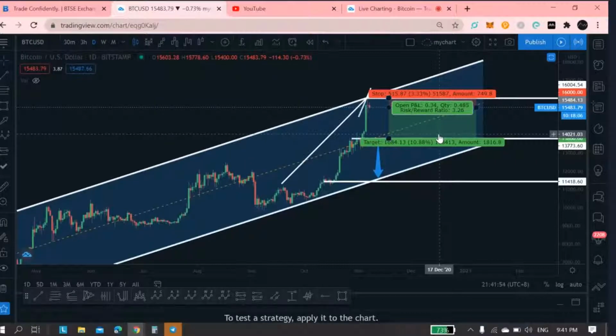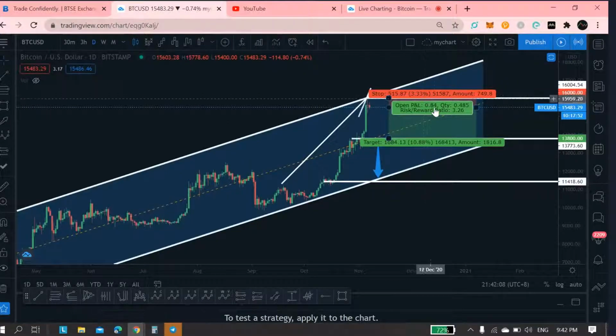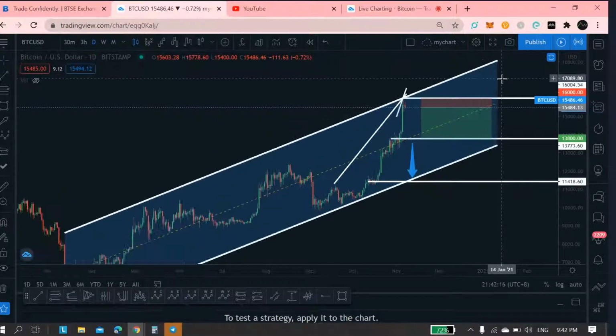But of course, if my prediction is not in line with the market, I could possibly lose around 3.33% if I got stopped out at the 16,000 area. So let's see.